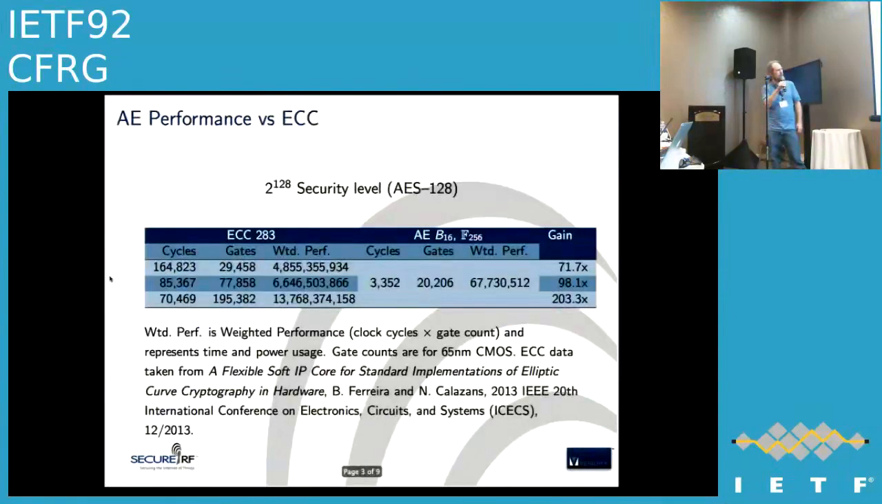Okay, next. So here's a comparison of this with ECC. We have ECC 283 on the left at 128 bits of security. And the implementation for the ECC is taken from this paper here, measuring clock cycles and gate speed in a hardware implementation. As you can see, there's quite a big performance gain. So weighted performance here is clock cycles times gates, and as you go down the column, they try to cut the clock cycles by increasing gates. You still have a big win on the other side. So next.